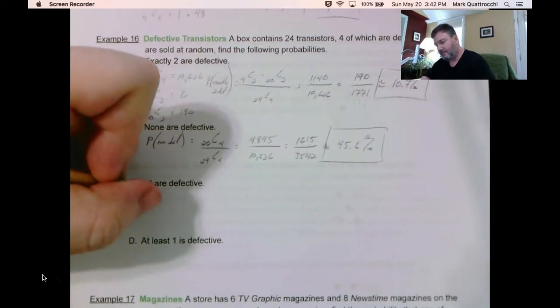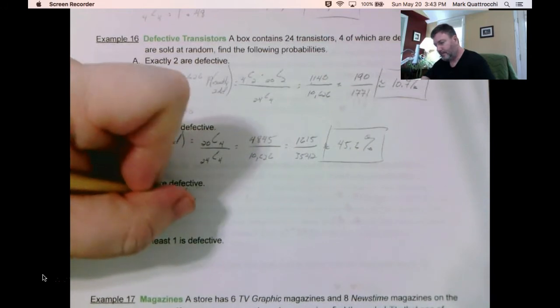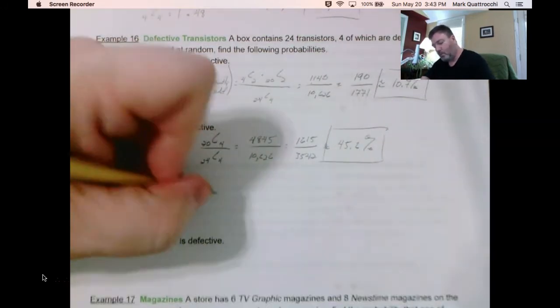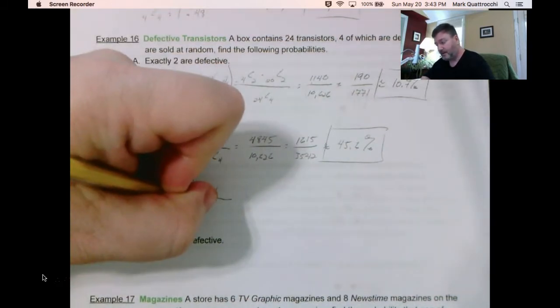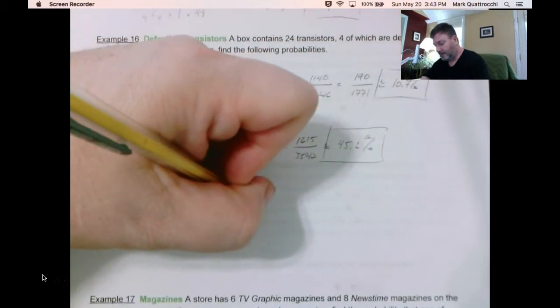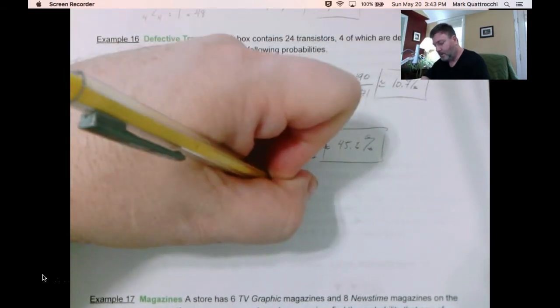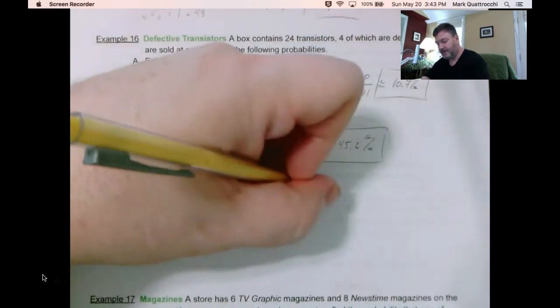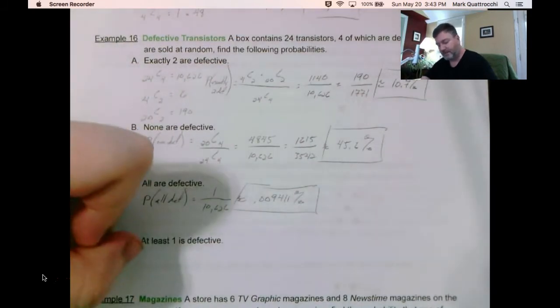Probability that all of them are defective. So there's one way, there are only 4 defectives, so there's only one way to get all 4 of them to be defective out of the 10,626 possibilities, or approximately 0.00941% chance.